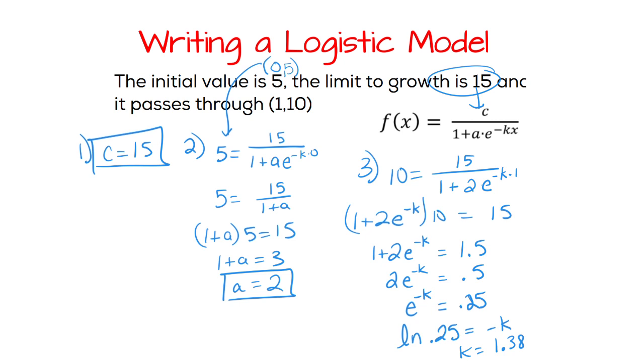Okay, now my goal was to write the model, so here I go. I've got everything I need. I'm going to squeeze this in. All right, f of x is equal to 15 over 1 plus 2e to the negative 1.38x. And there's the model.